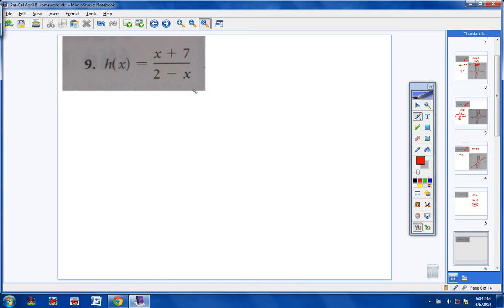Okay, let's find the vertical asymptotes for this rational function. You always take the denominator and set it equal to 0. So 2 minus x equals 0. Bring this 2 over here. When you bring it over, it becomes a -2. So now we have negative x equals -2. There's really a -1 there, so we divide both sides by -1 and we get x equals 2. So there you go. There's your vertical asymptote, x equals 2.